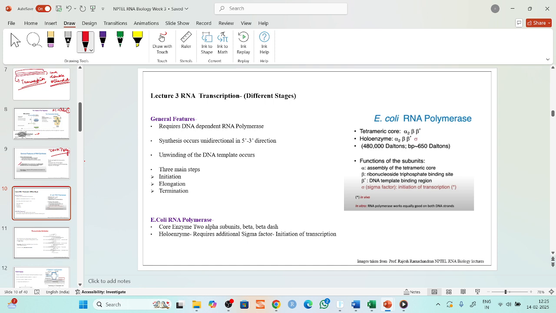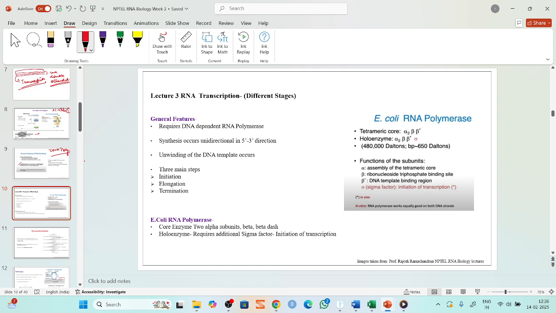Let us come to lecture 3. So, what are the general features? We already discussed that it requires a DNA-dependent RNA polymerase. Why is it DNA dependent? Because for the synthesis of RNA, DNA is used as a template and not RNA. And it is RNA polymerase because it is polymerizing RNA. Then synthesis occurs in 5' to 3' direction, so it is unidirectional. It's not bidirectional, whereas in the case of replication, it can be bidirectional also. But here it is unidirectional synthesis. Then unwinding of the DNA occurs; complete denaturation of the DNA is not observed here.